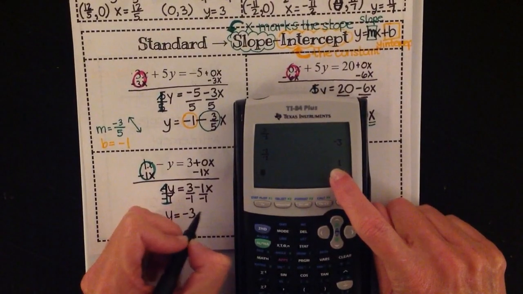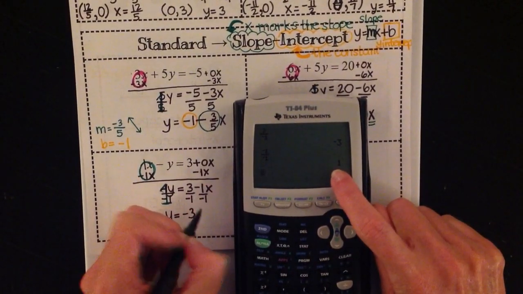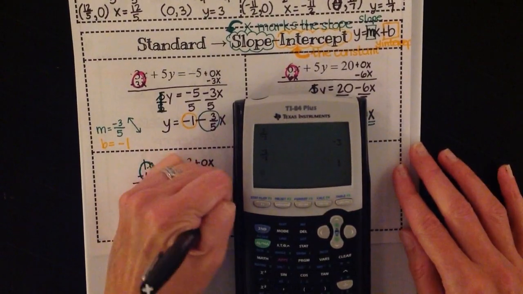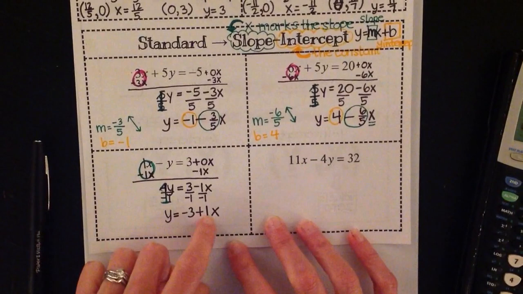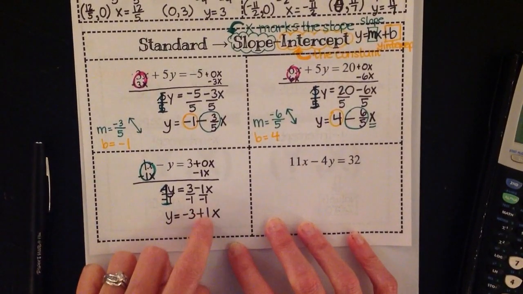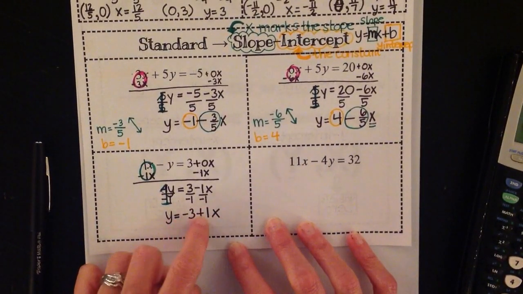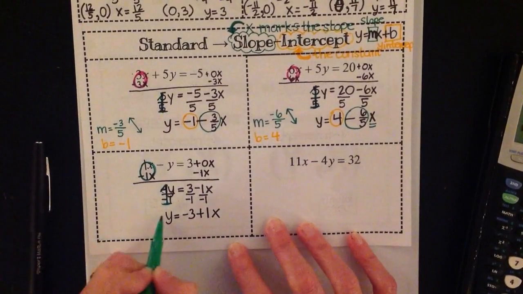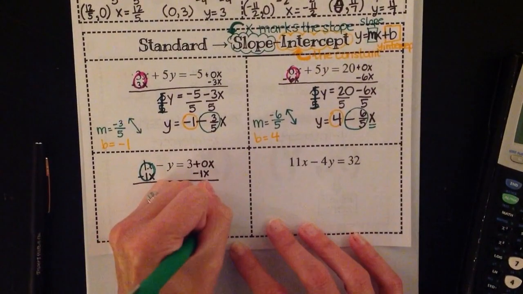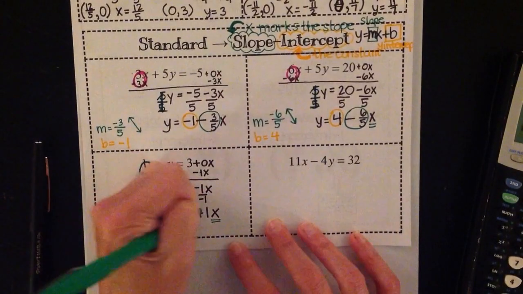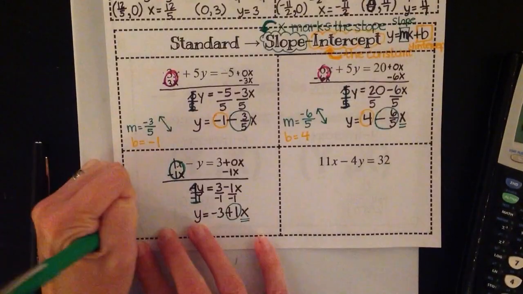So I've got to make sure I write the correct operation sign here to show that my 1 is positive, and that would mean an addition, 1x. Now, on a multiple choice quiz or test, you would not see that 1 there. It would just be negative 3 plus x. But now it's in y equals mx plus b format, and now I can identify my slope and my y-intercept. So I'm going to look for x because x marks the slope. So my slope is a positive 1.